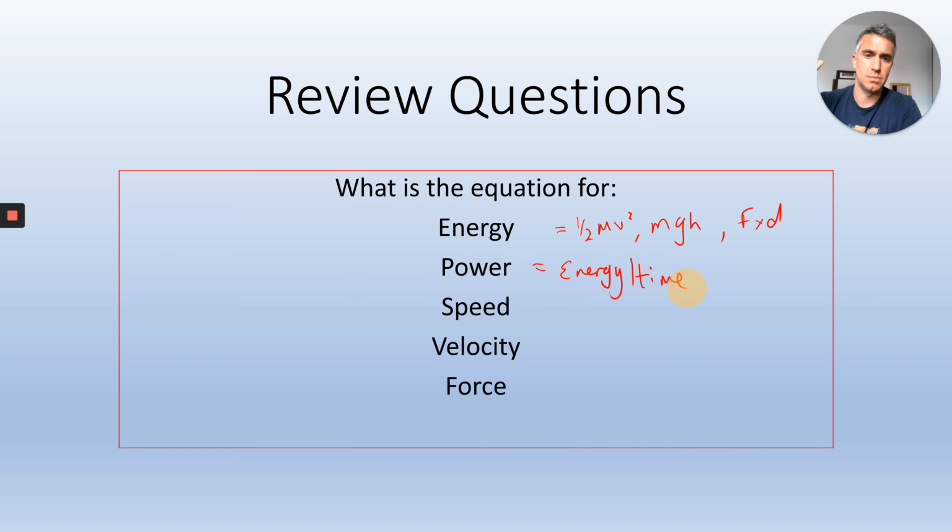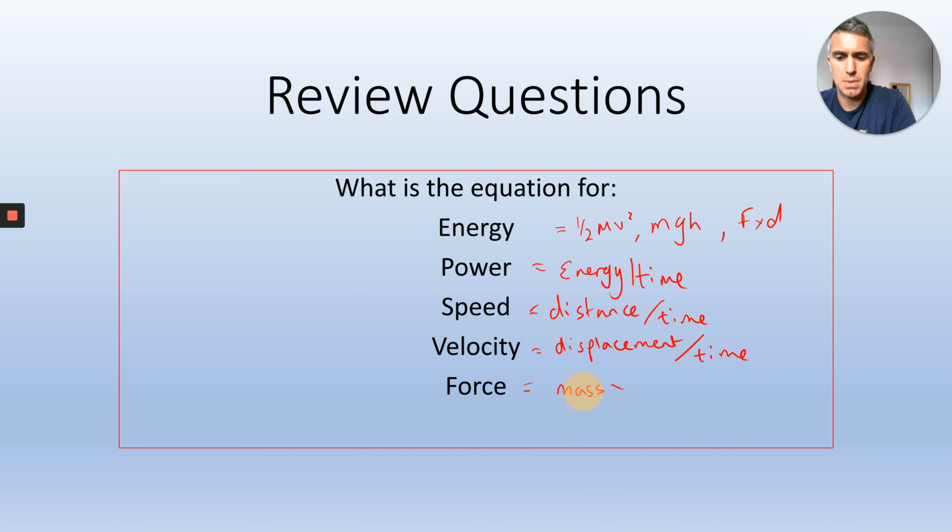Speed is distance over time. The difference between speed and velocity is obviously direction. So velocity is displacement over time. So displacement is directionally important. And force is equal to mass times acceleration. That's the old Newton's second law. But you knew that.